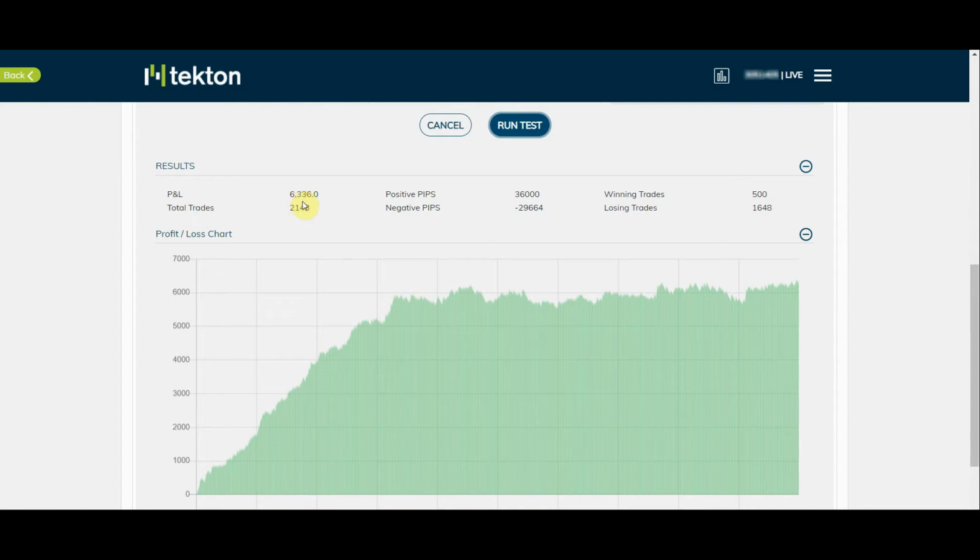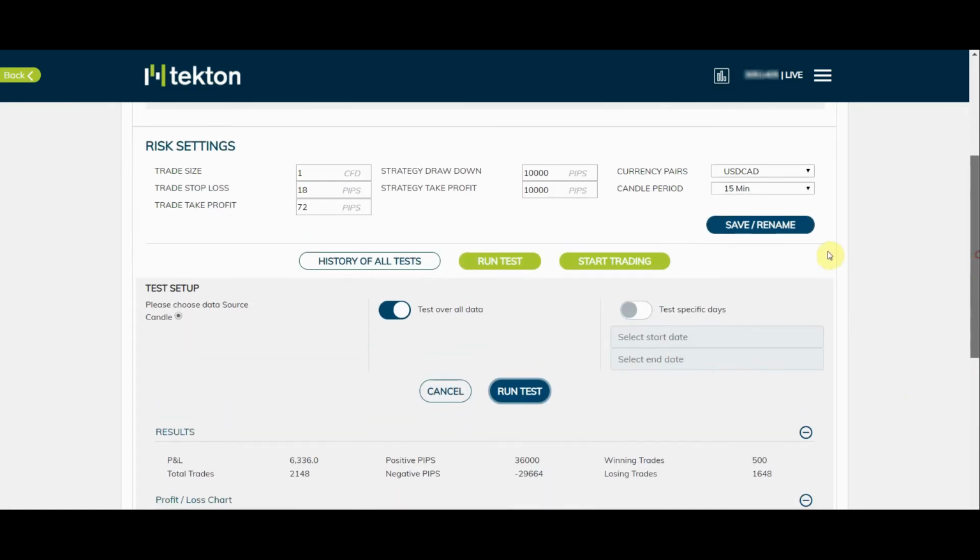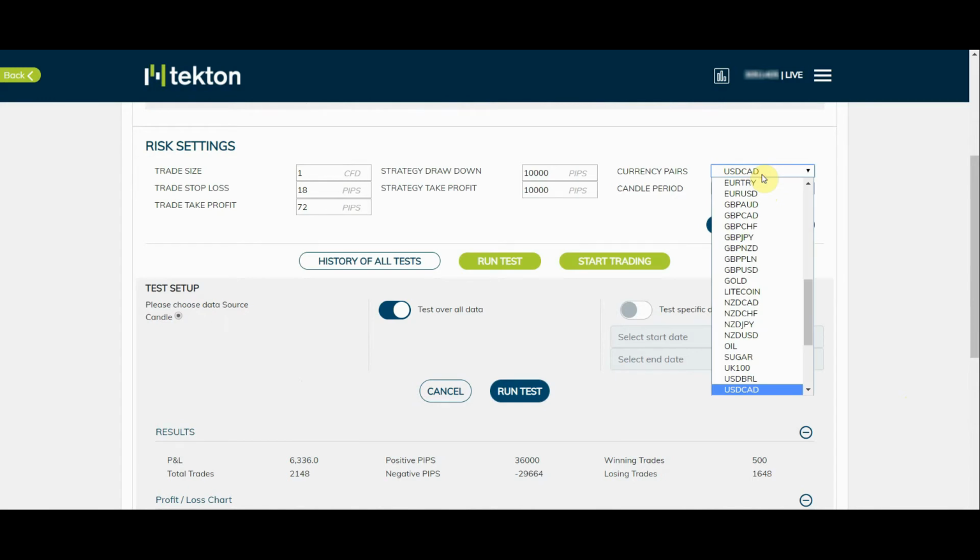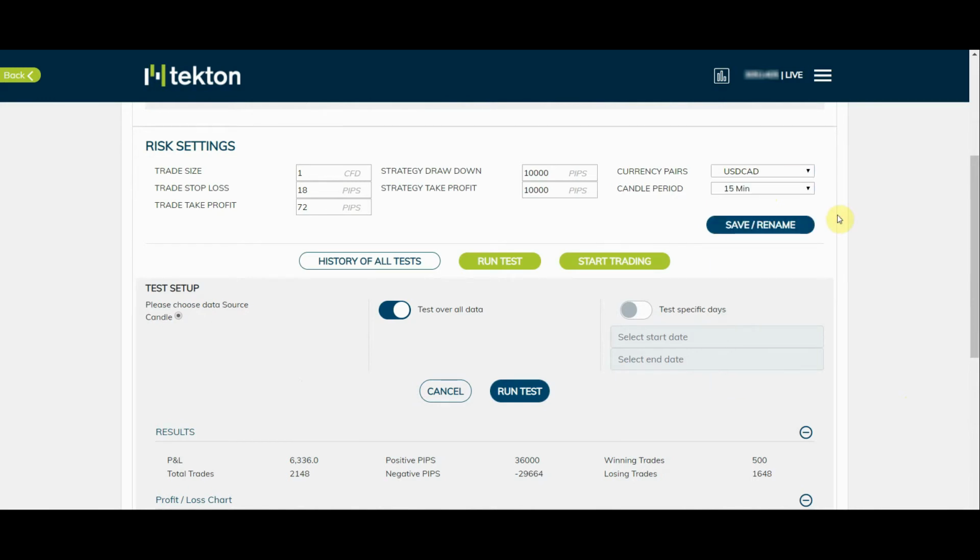And if you're trading that at, say, $5 or $10 a pip, you work the maths out yourself. One strategy, one instrument, and that's just on dollar CAD on a 15-minute time frame. You can change the time frame. You can change the instrument. Tekton is so flexible in that respect. It will give you the ability to do so.